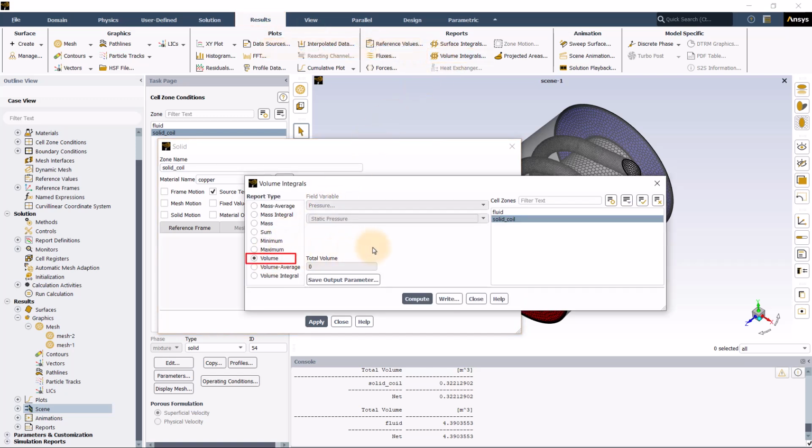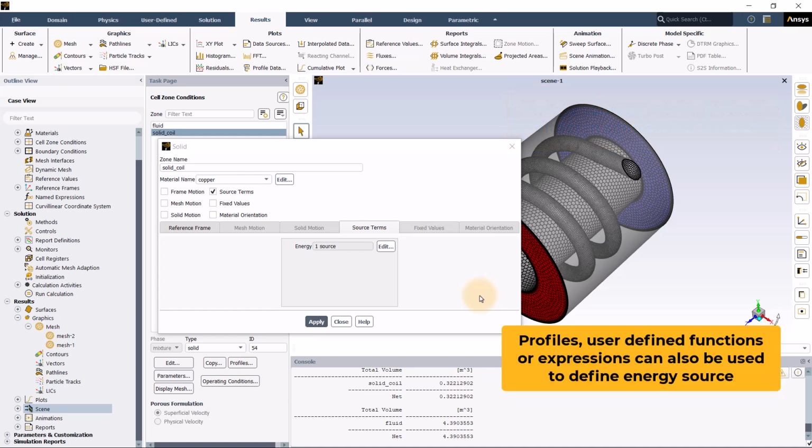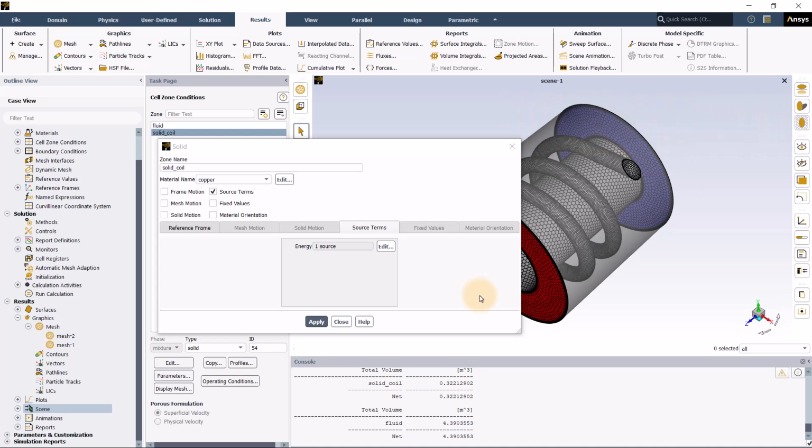Even though this model only has an energy source in the solid, there can also be sources in the fluid. And while we've used a constant value in this problem, it is also possible to use profiles, or user-defined functions, or expressions to make the source term non-uniform and/or a function of other solution variables.